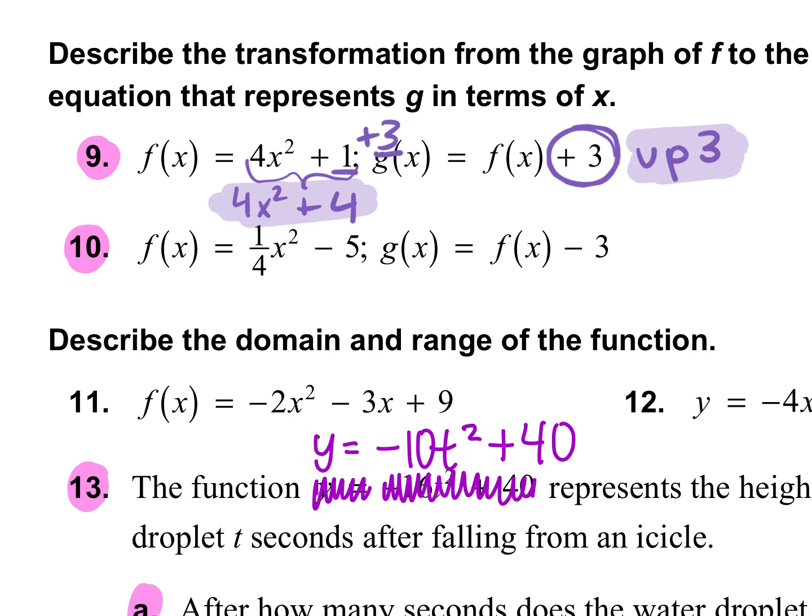Same thing with number 10. Two parts to this question. We have to describe the transformation. So what is minus 3? Shifts it down 3. So that's the first part of our answer. And then when we subtract 3 from it, we get 1/4 x squared. What's negative 5 minus 3? Minus 8. Perfect. And this would be our new equation.